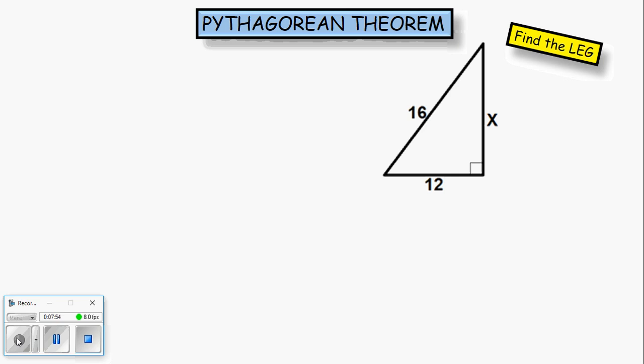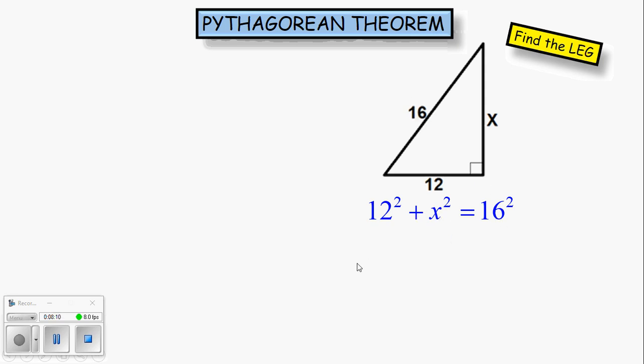This is the other kind of problem where we know the hypotenuse and a leg, and we want to find the other leg. When we did this problem, it was almost the same thing. We still used the a squared plus b squared equals c squared, except now this one side, 16 in this case, is going in for c. That's our hypotenuse, and we're going to have to find this x.